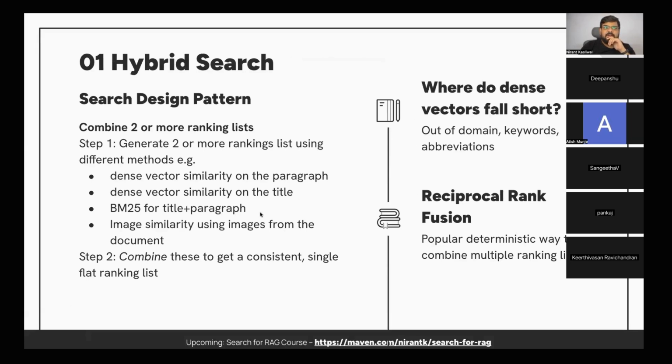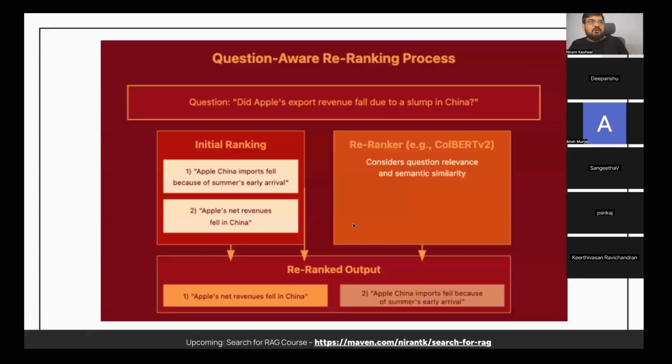BM25 for title and paragraph. I think this was also there in the diagram which I pulled from the internet. So it's a fairly common pattern actually. How do you combine these things? Reciprocal rank fusion is a very common way to do this.